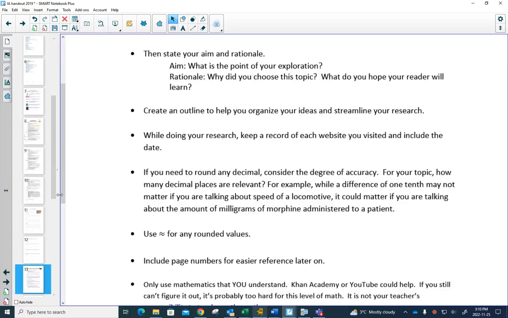Okay? Make sure you're keeping records of your bibliography stuff while you're going. It is harder to go back and find that stuff than it is while you're doing it. If you see something, write down all the information for the bibliography.